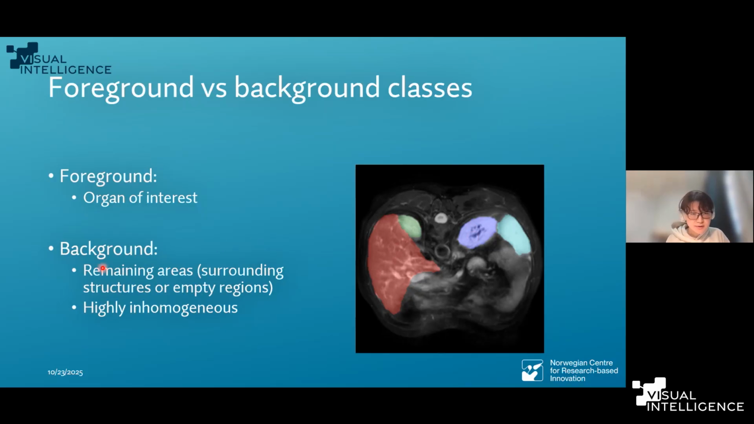And the background is just defined as the remaining areas. So it can include other organs, or maybe also these blank empty areas. Because of this, the background class is usually very inhomogeneous.